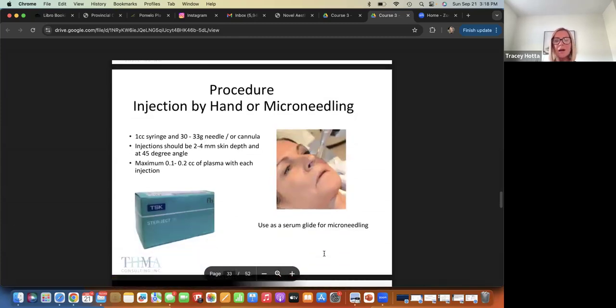So how is it done? You can inject it by hand, or we use it post microneedling, CO2 resurfacing. If you are injecting it by hand, you can use a 1 cc syringe, 30 to 33 gauge needle cannula. Injection should be 2 to 4 millimeter skin depth at a 45-degree angle. And then you're injecting a maximum of 0.1 to 0.2 cc's of plasma with each injection. And if you are using it with microneedling, you would just use the PRP as your glide instead of a HA serum or anything else that you may be using.